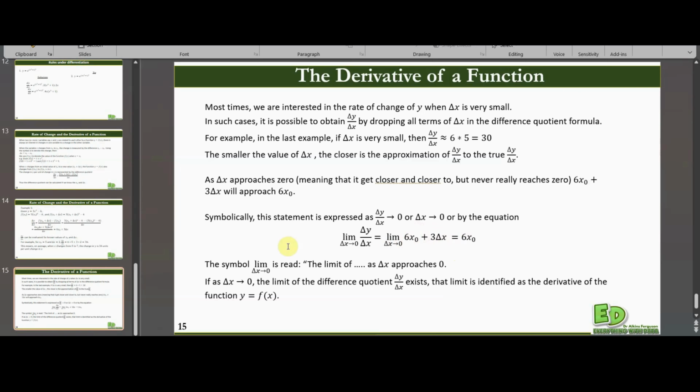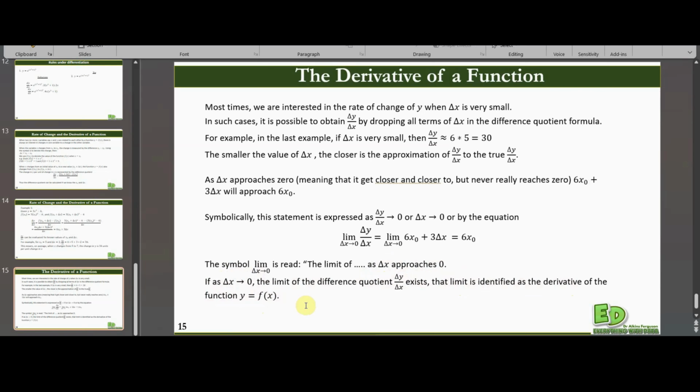So the symbol lim, with change in x approaching 0, is read as the limit of the function as the change in x approaches 0. If, as the change in x approaches 0, the limit of the difference quotient, change in y over change in x, exists, that limit is identified as the derivative of the function y equals f of x.